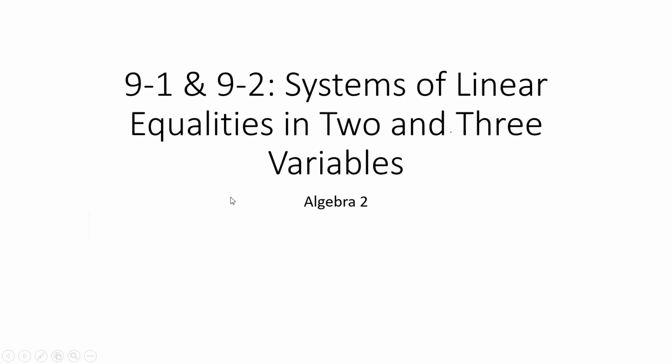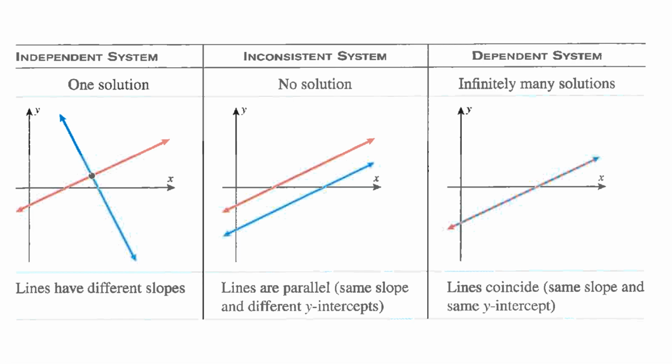All right, let's get started with 9.1 and 9.2, systems of linear equations in 2 and 3 variables. So we looked at this in the preview, but let's take a look again. We can have 3 different ways to solve a system of 2 equations.